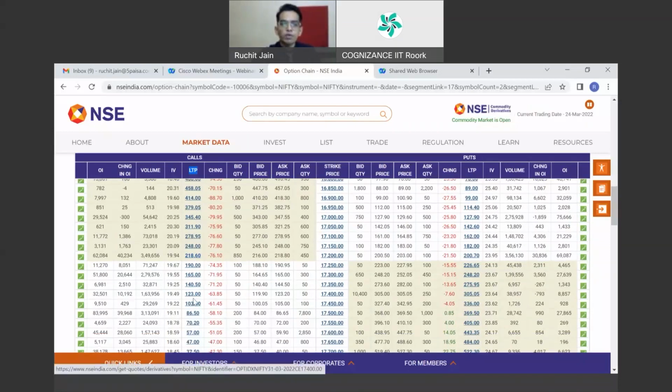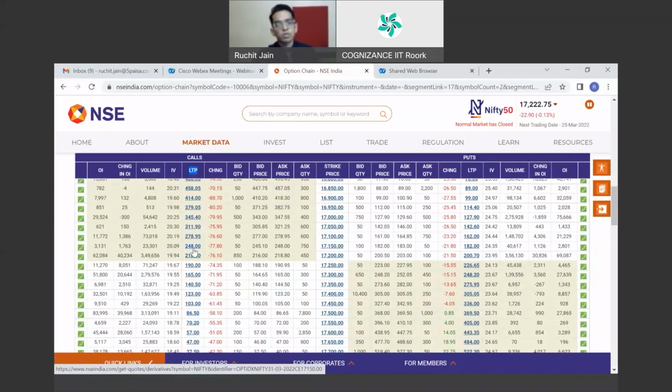17,150 rupee premium is 248. 17,100 strike price premium is 279. 17,000 premium is 345. The more you go in the money, the premiums are expensive, right? Correct? Now let's see on the put side.